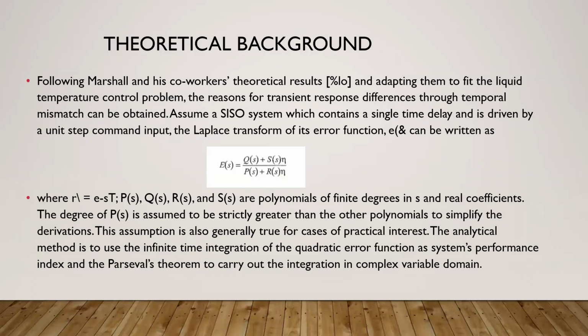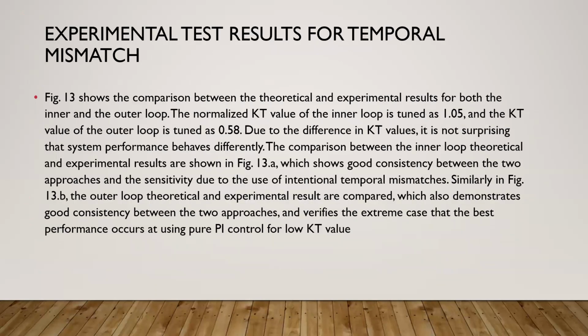Theoretical background. Following Marshall and his co-workers, assume a SISO system C(s) equal to Q(s) plus S(s) theta divided by P(s) plus R theta, where R is equal to e^(-sT). P(s), Q(s), R(s) are polynomials of finite degrees in s and real constants. The degree of P(s) is assumed to be strictly greater than the other polynomials to simplify the derivations.